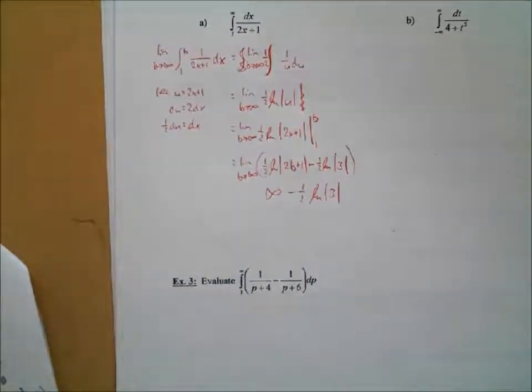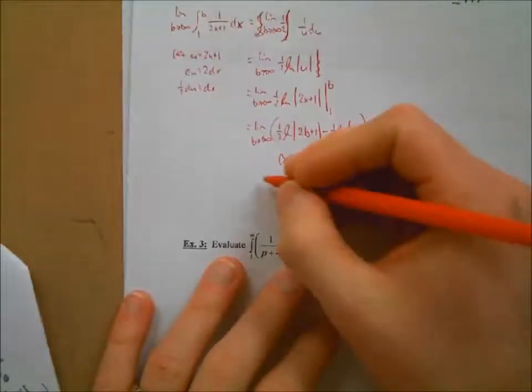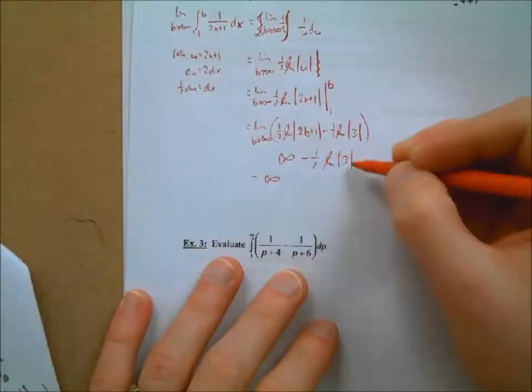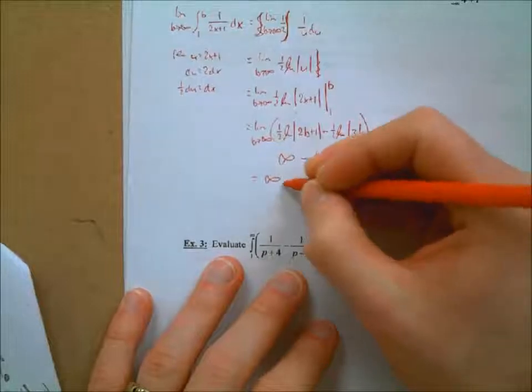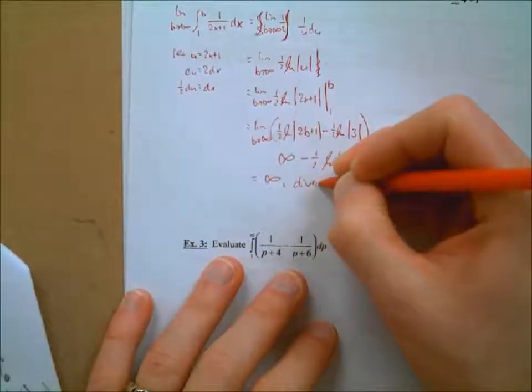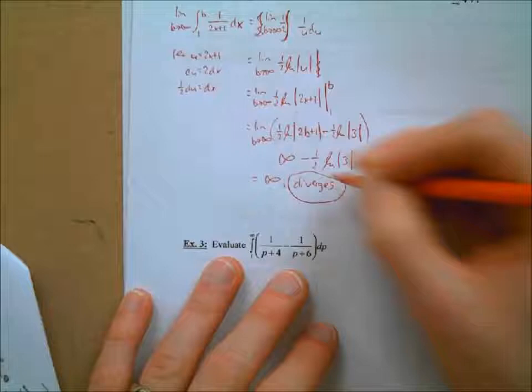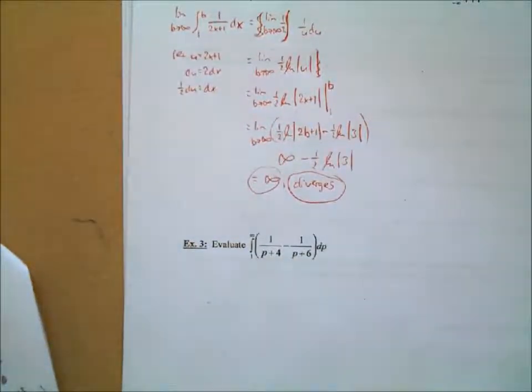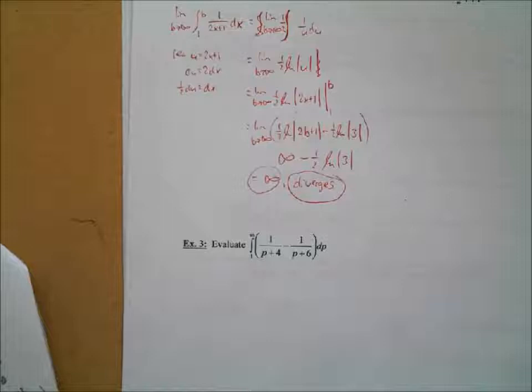Which means then, what can we say about this improper integral? Does it converge? It diverges, right? So this equals infinity, because really infinity minus 1/2 natural log of 3 is still just infinity. And so it diverges. It diverges. All right? Question on any of that?